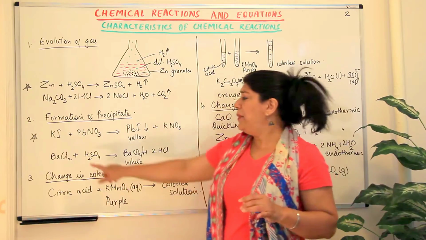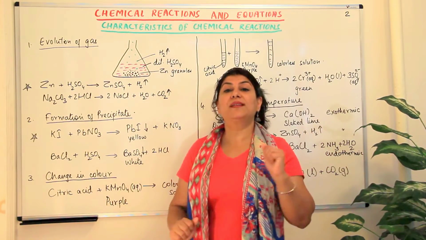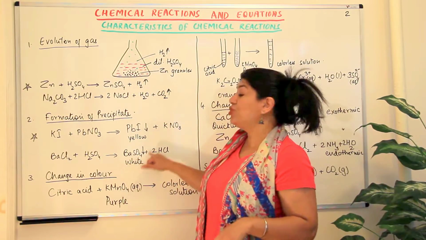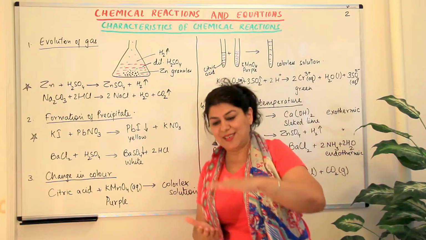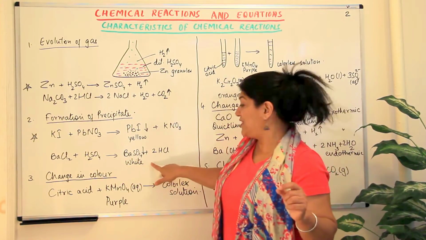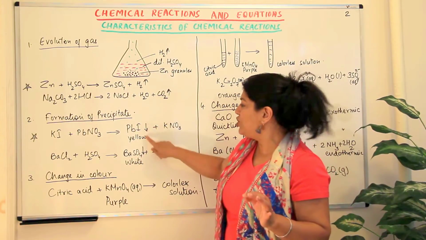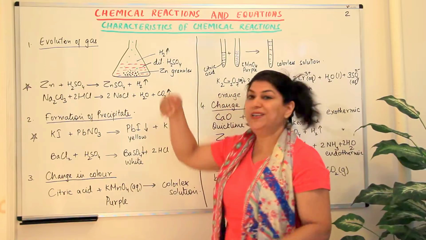Here we have barium chloride and sulfuric acid. When you mix barium chloride and sulfuric acid, it results in the formation of a white precipitate, a white powder, which settles down at the bottom. It is the white precipitate of barium sulfate. And how do we show a precipitate in a chemical reaction? We show it by an arrow pointing downwards.